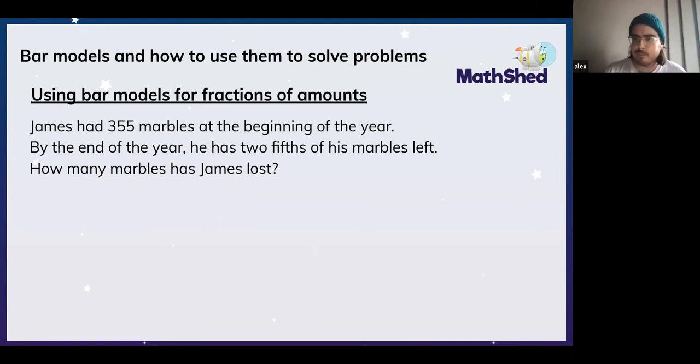Now, this is very similar to what we saw in the number stacks video. We can use bar models for fractions of amounts. Here we've got 2 steps. We're going to be dividing and then multiplying the part amount that we find. So James had 355 marbles at the beginning of the year. By the end of the year, he has 2/5 of his marbles left.